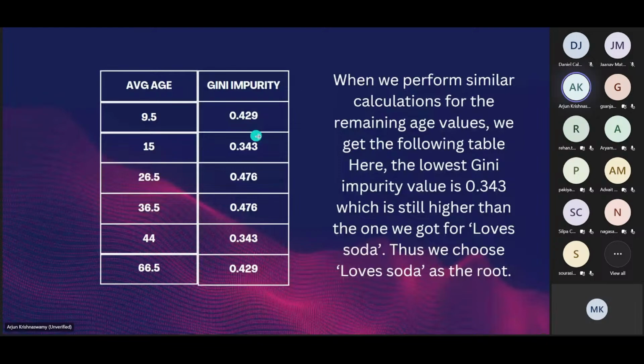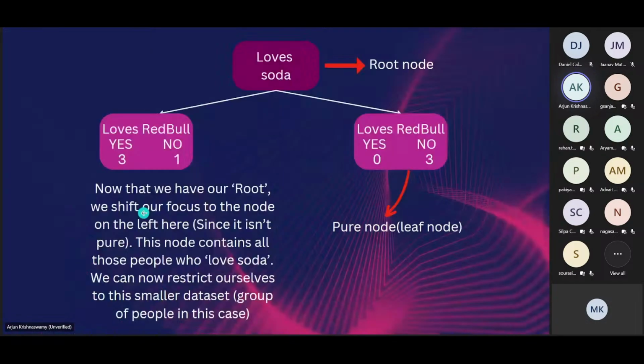And earlier, when we calculated the Gini impurity for love soda, we found that the value was 0.214, which is less than this. So we have come to the conclusion that for love soda, the Gini impurity value is the least. So we are able to extract the maximum information out of that split. So we will be using that as a root node. After all this calculation, we just found out what the root node is. So love soda is our root node.